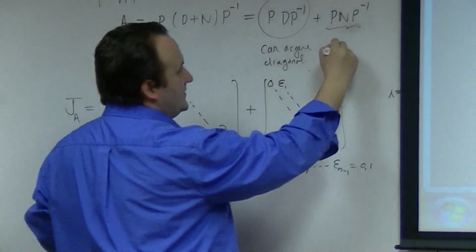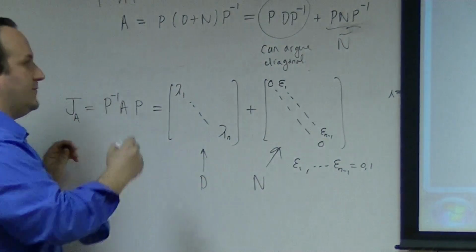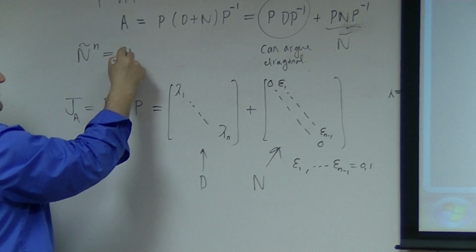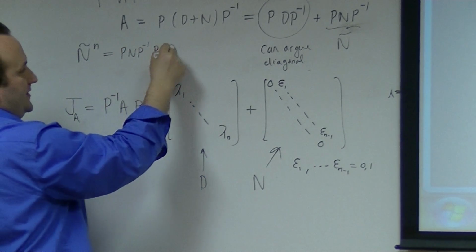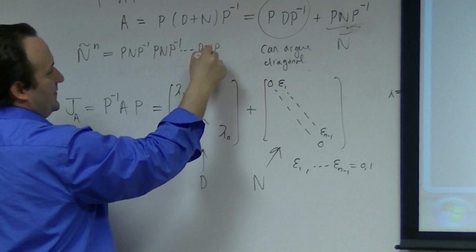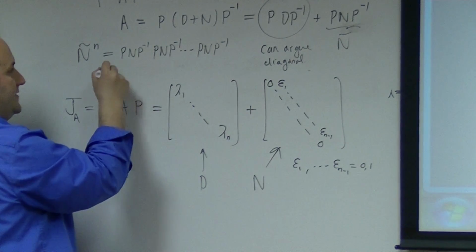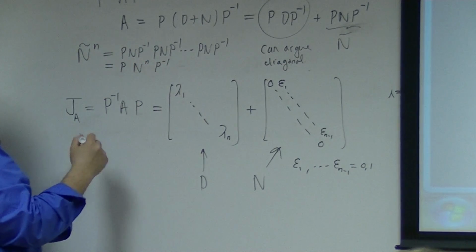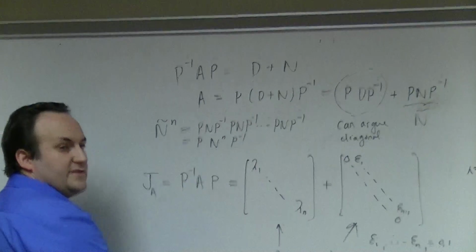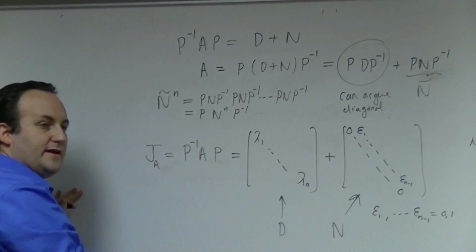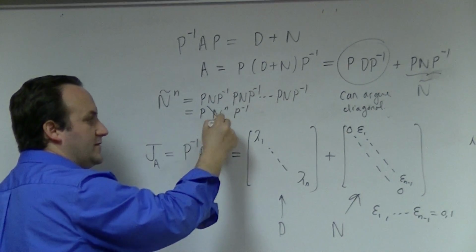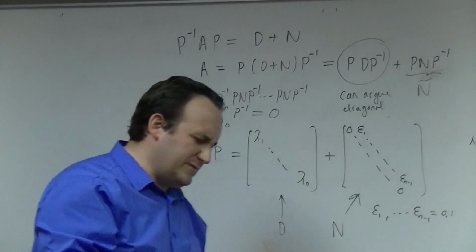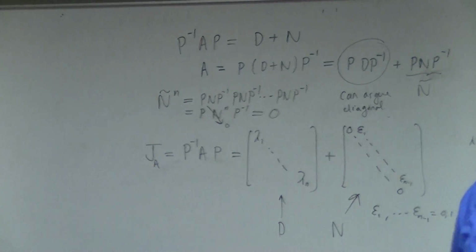If I call this thing N tilde, and I raise N tilde to the n-th power, I'll get P N P inverse, P N P inverse, n times, right? And you see the P's cancel, and you get P N to the n P inverse. But by construction, N is a strictly upper triangular matrix, and it's easy to prove that N to the n is 0. So as you can see, a matrix which is similar to a nilpotent matrix is also nilpotent.